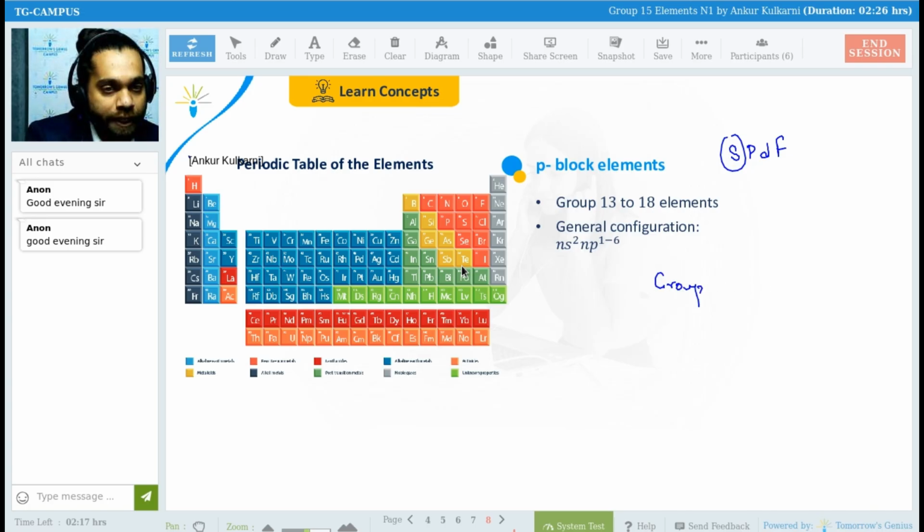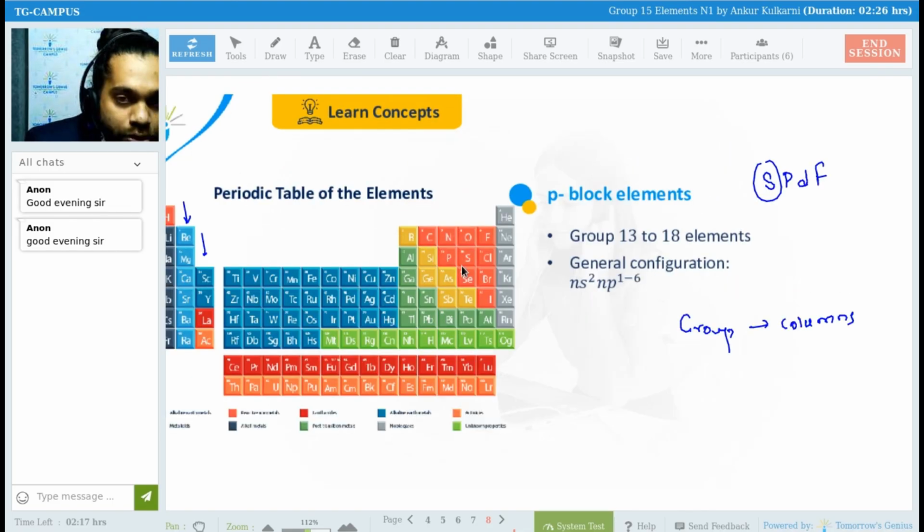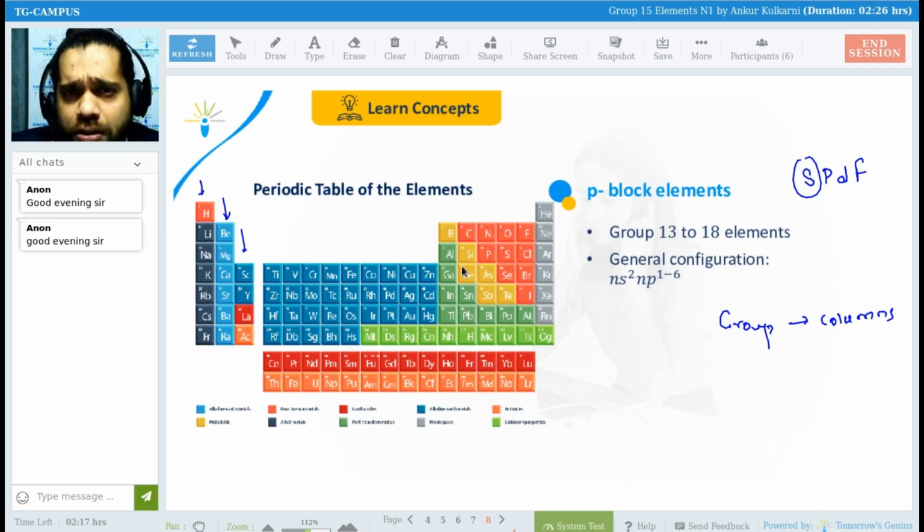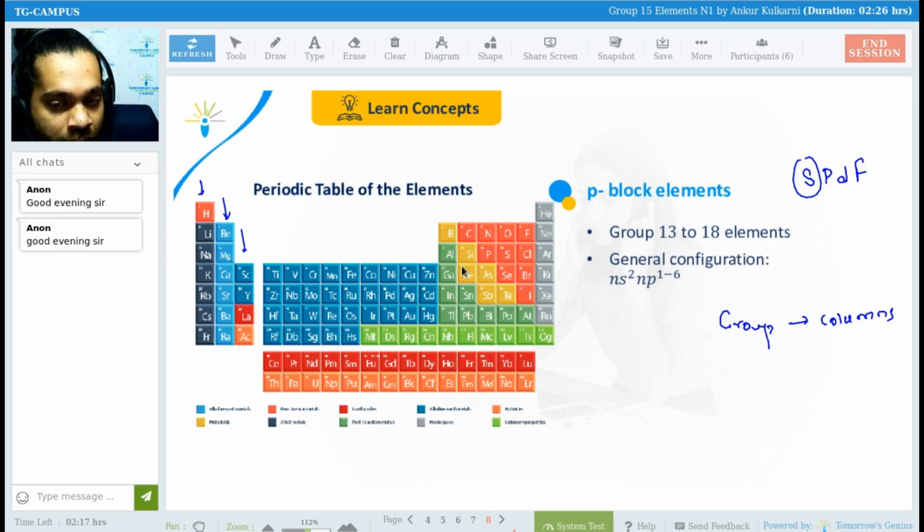All these vertical columns are nothing but your groups. Correct? So over here, in the periodic table, how many groups are there? A simple question. How many groups are there?